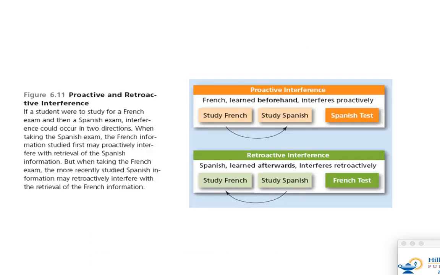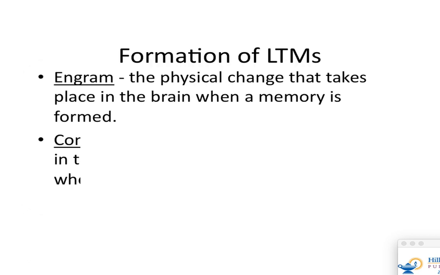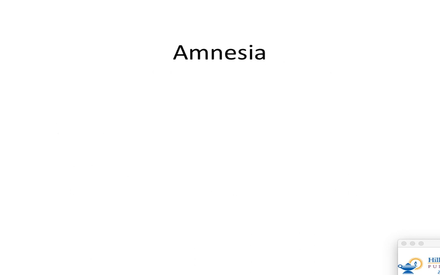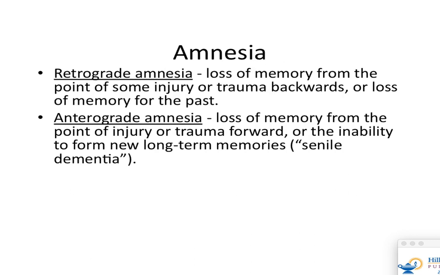Okay, so proactive, retroactive, LTMs, engram, consolidation. The hippocampus is the part of the brain that's used the most, just a fun fact. Amnesia, we have retrograde and anterograde. You should have retrograde on there somewhere. Sure.